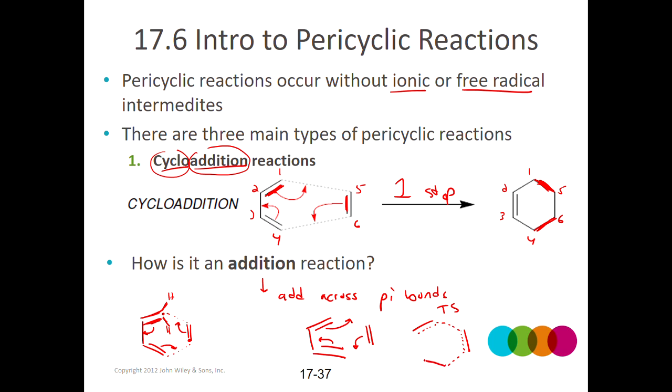This sigma bond isn't breaking. This sigma bond isn't breaking. The pi bond here is breaking though, so there should be a dotted line there. And it's moving here to form a pi bond, so there should be a dotted line there.